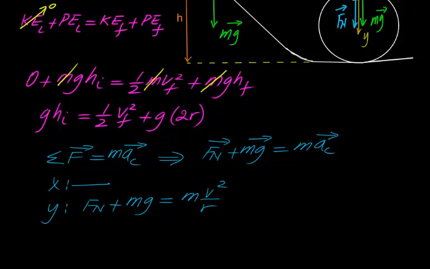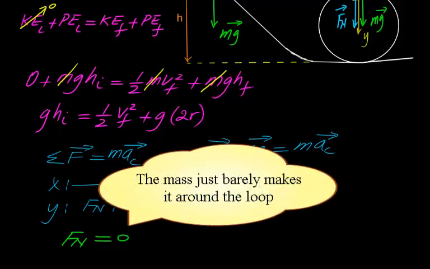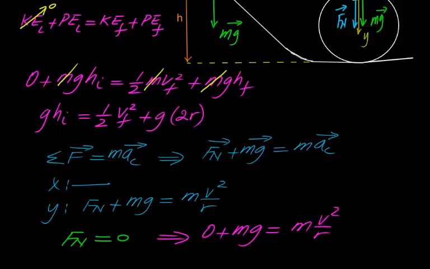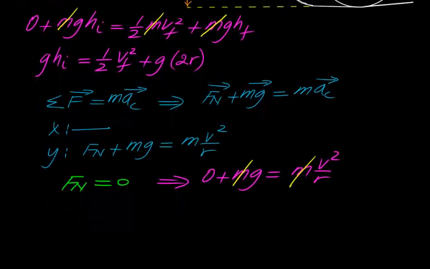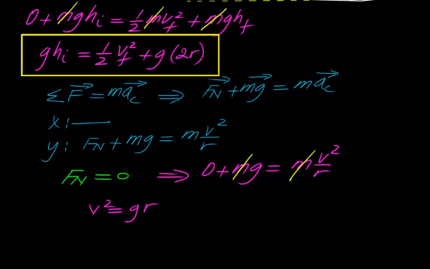Since the question is asking for the minimum height where the object is released, the normal force at that point needs to equal 0. That's the meaning of the object barely negotiating the top turn. As a result, this y component is going to turn as 0 plus mg equals m v squared over r. Notice now that the mass is going to cancel out, and we can isolate the speed squared to equal g times r.